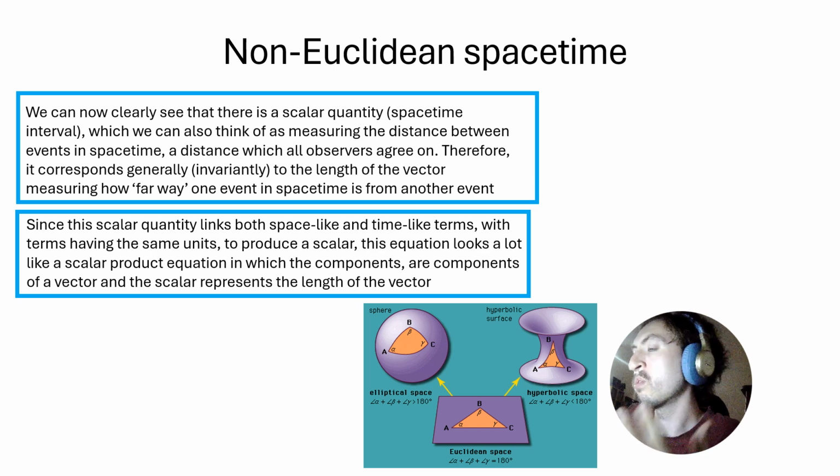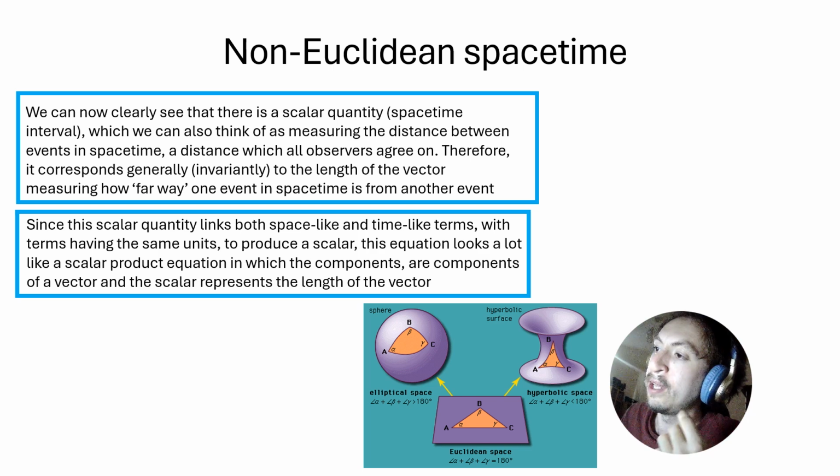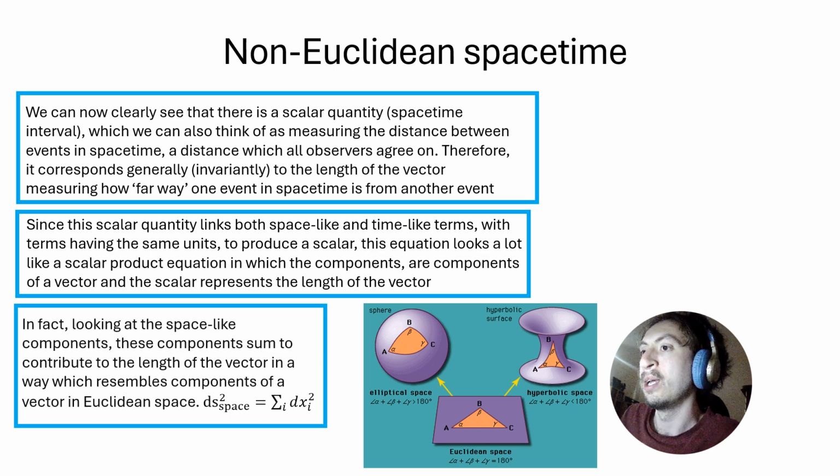And so our equation for the space-time interval does kind of look like a scalar product, which is an operation you can use to find the length of a vector, when you take the scalar product of a vector with itself. However, there is a slight subtlety from how we would usually calculate the scalar product, at least in terms of three-dimensional space or Euclidean geometry.